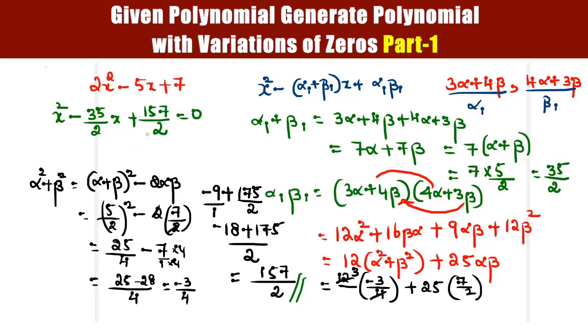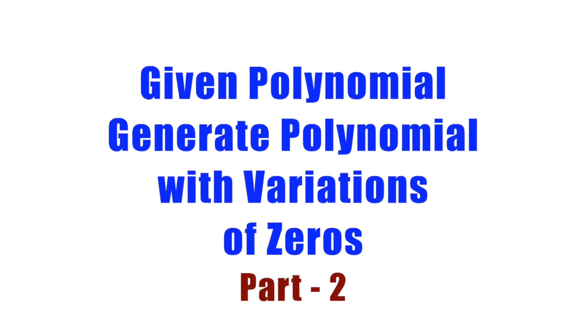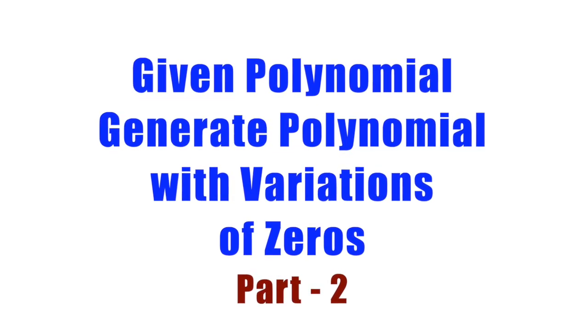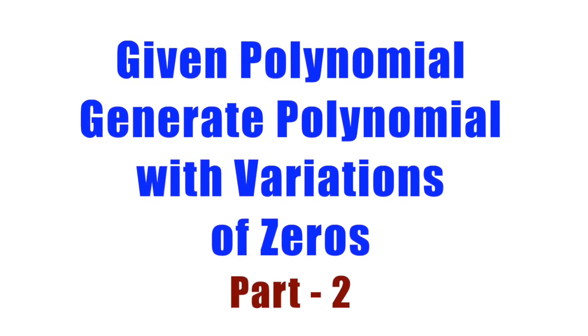As usual, we don't leave them in fractions, so multiply every term by 2. You get 2x squared minus 35x plus 157 is equal to 0. So this is the final quadratic equation, which has zeros 3 alpha plus 4 beta and 4 alpha plus 3 beta. In the next video, we'll also try to calculate one more numerical of this kind where the alphas and betas relationship varies.